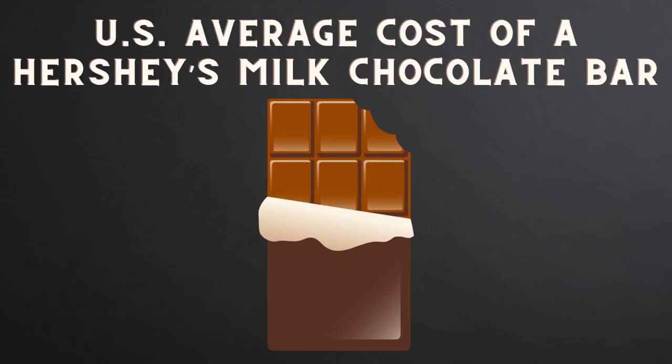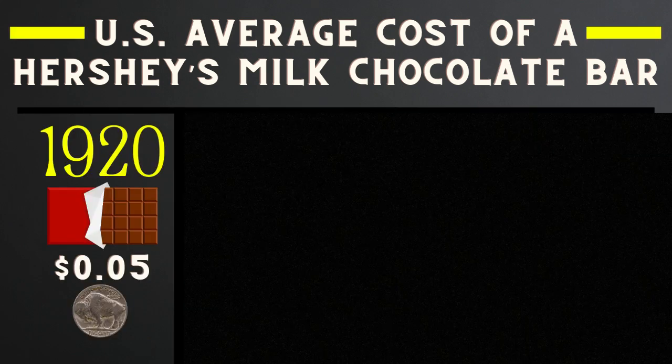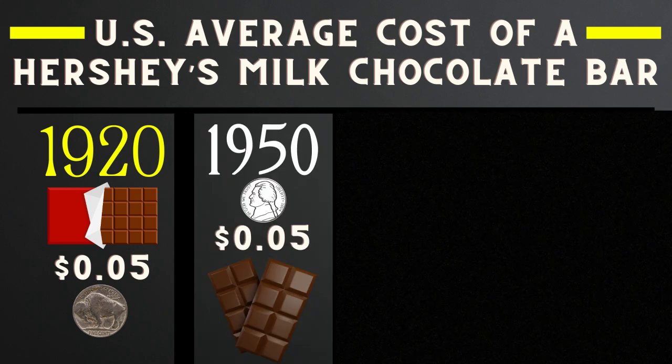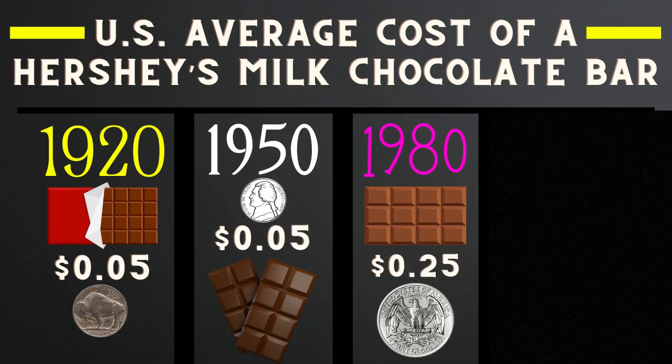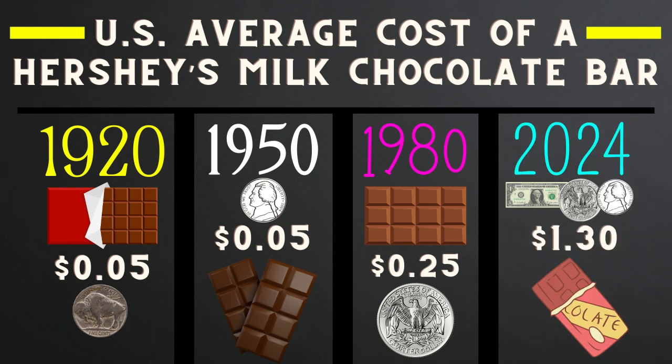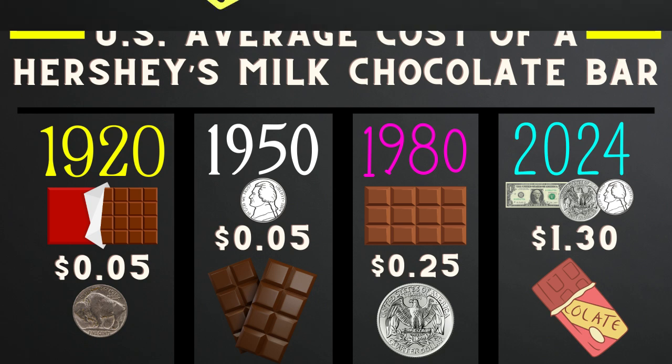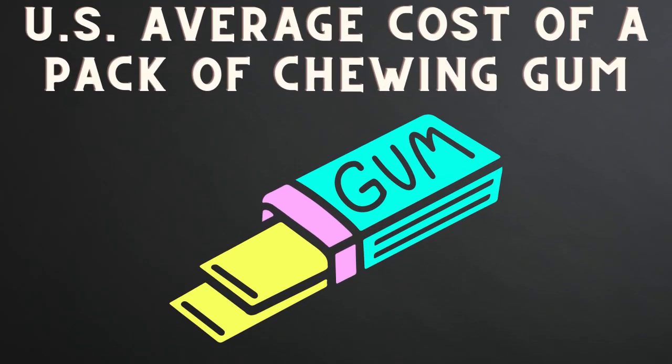Now, we'll take a look at the average cost of a Hershey's milk chocolate bar in the U.S. In the year 1920, it was only 5 cents. In 1950, it stayed the same at 5 cents. In 1980, it rose to 25 cents, and now, in 2024, it stands at $1.30.